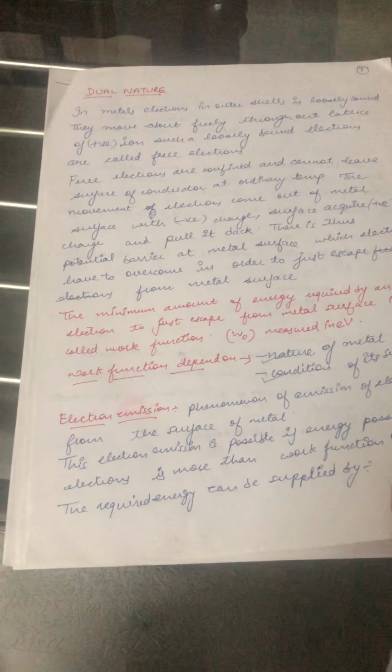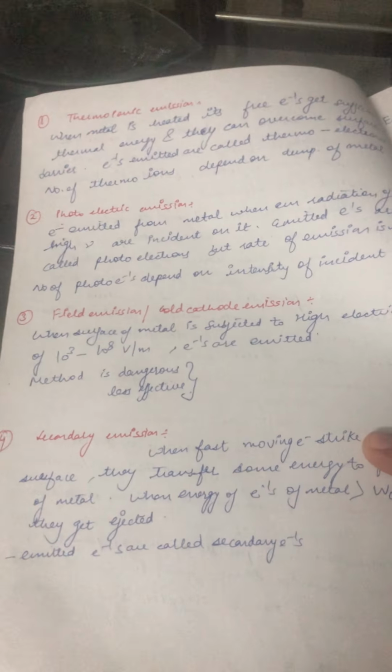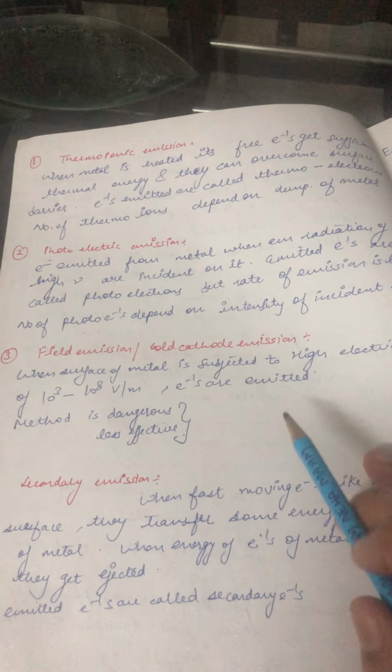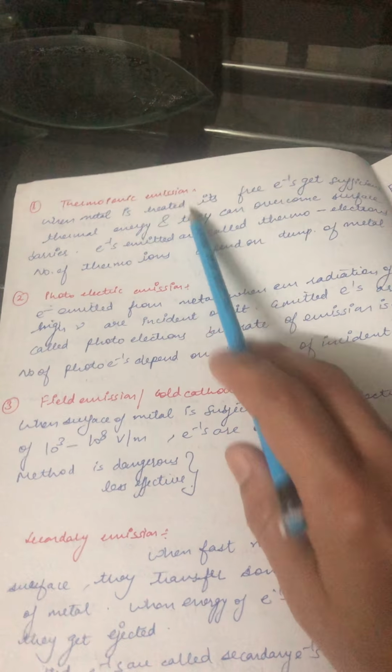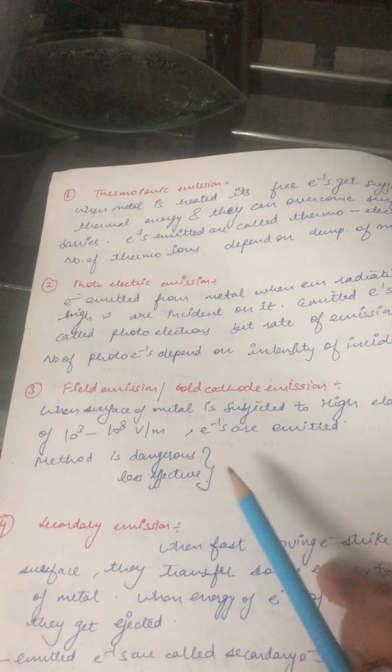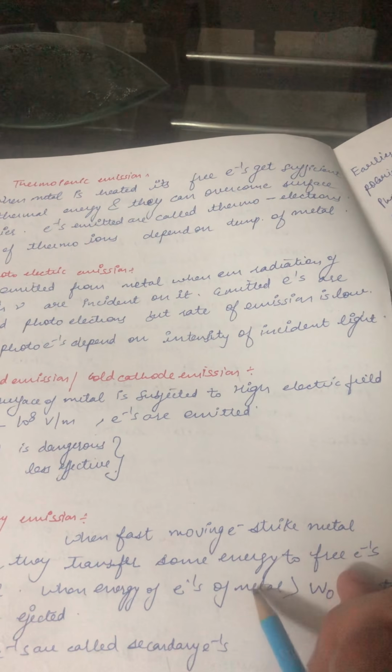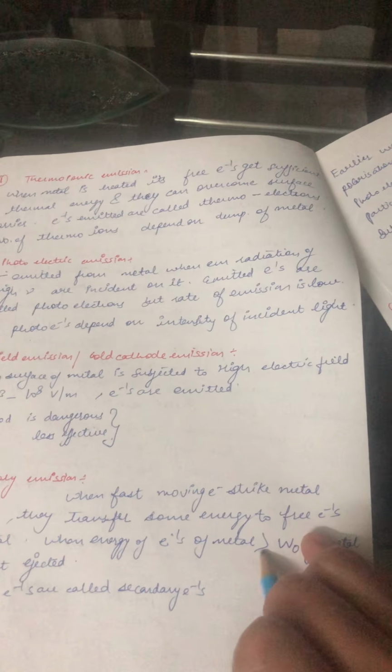Then on the next page, electron emission and a few other methods by which we can eject the electron out of that bound surface are given: thermionic emission, photoelectric emission, field emission and secondary emission. You just read these methods. They are very simple, and it will be easy for you to understand them. Next, move to page number 2.